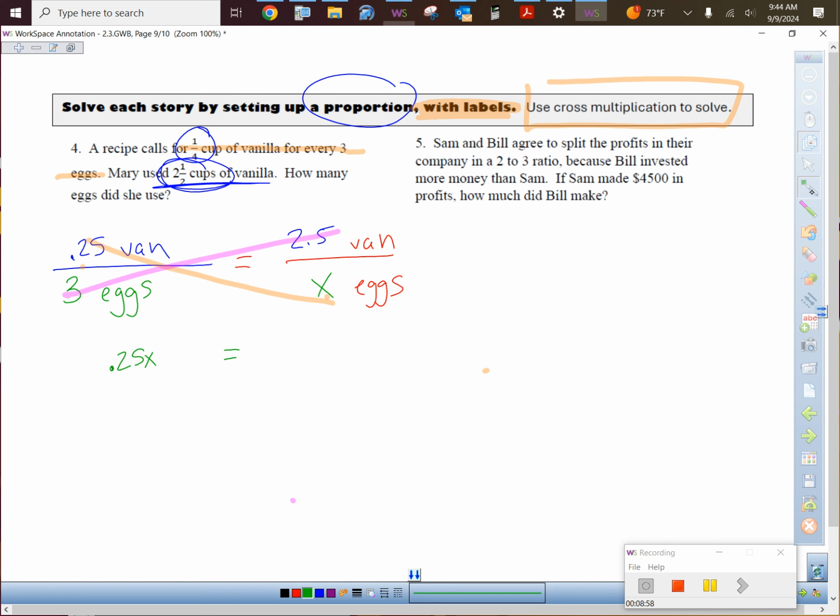And could you tell me what you got on that? 7.5. Are you guys okay with that? So I solved that proportion by cross-multiplying. The labels just kind of disappear at this stage. And now we need to solve for x.